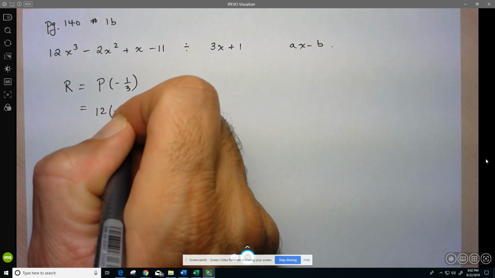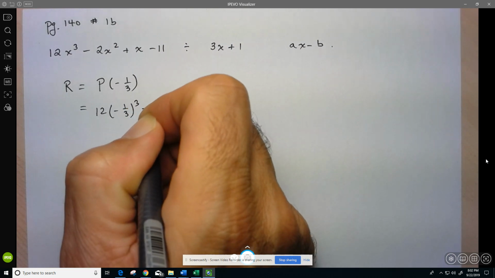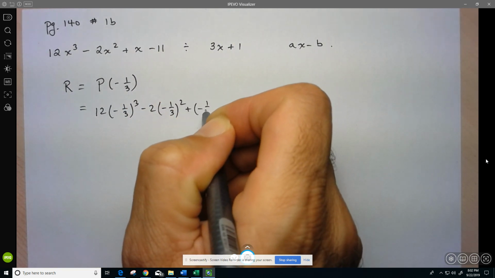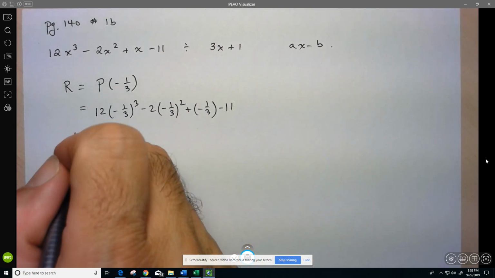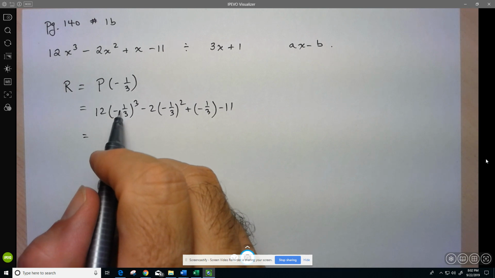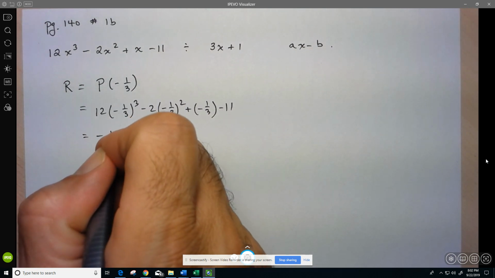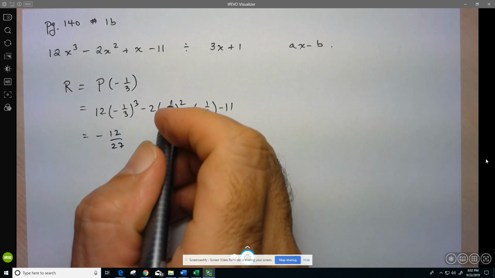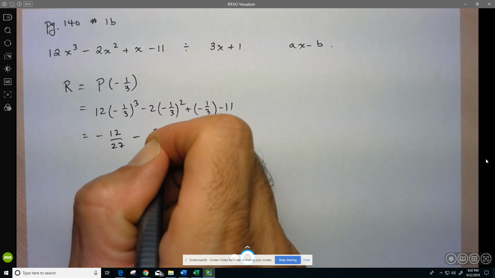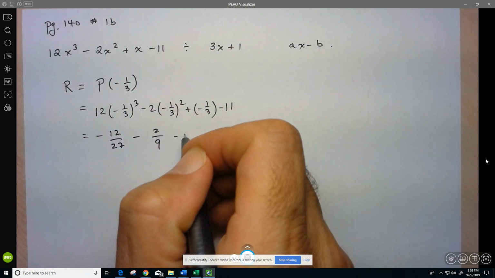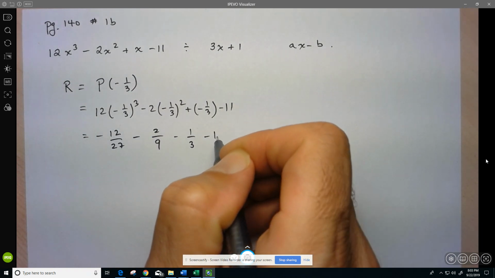So 12 times -1/3 cubed minus 2 times -1/3 squared plus -1/3 and minus 11. All right, so here it'll stay negative because it's being cubed. So this is 1 over 27. So we have -12 over 27. Here this will become positive. So I end up with minus 2 over, 1/3 squared is 9, so minus 2 over 9. This will be minus 1/3 and then minus 11.